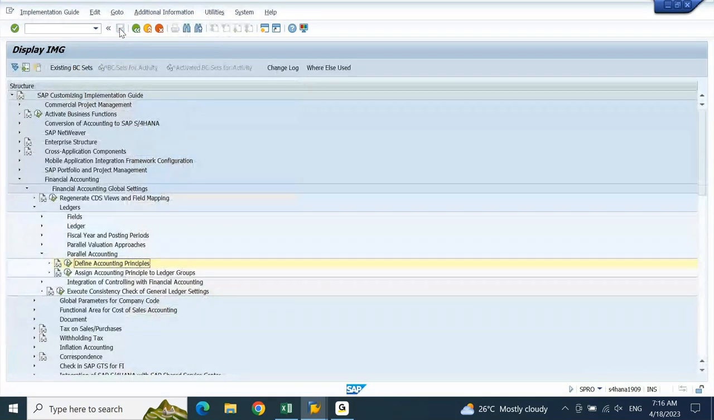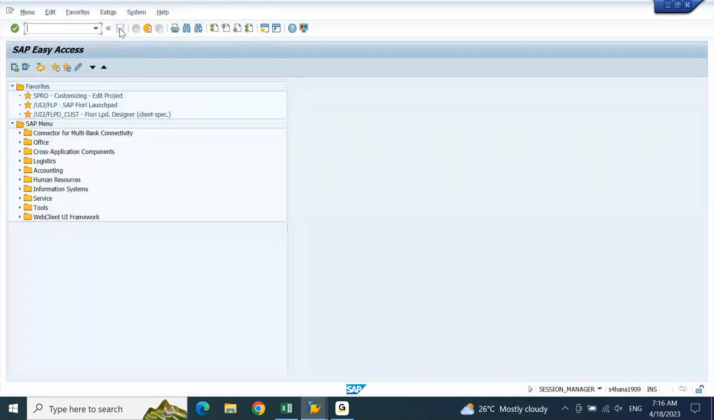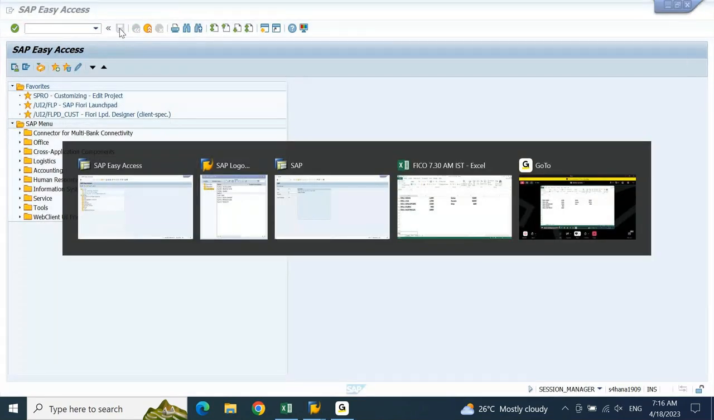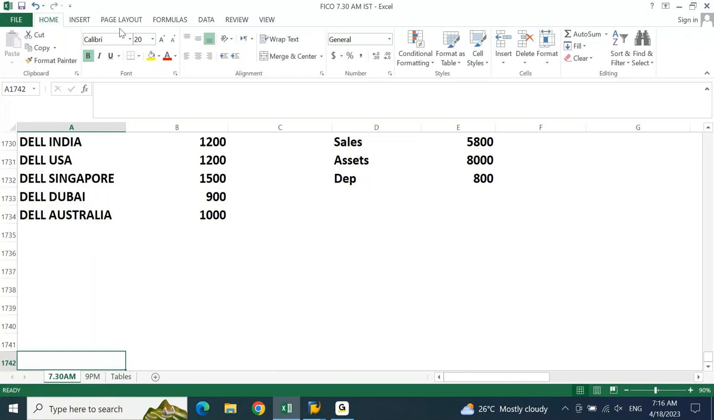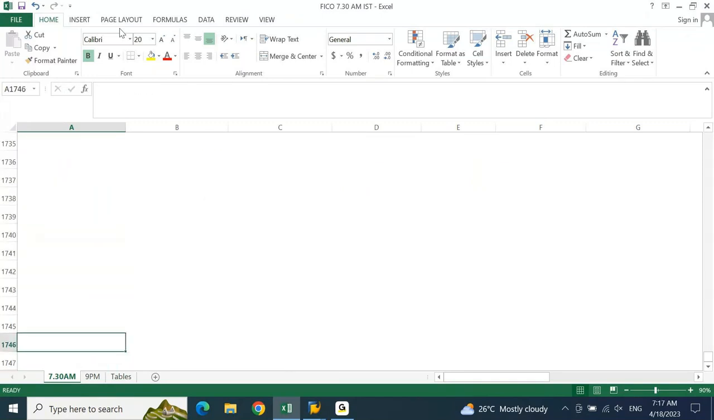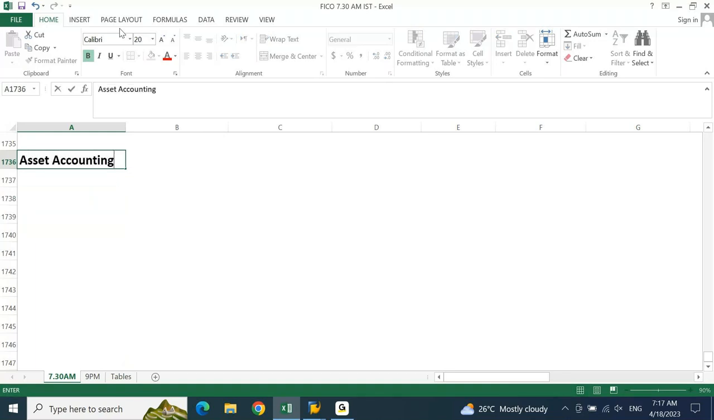Yes, perfect. Now, why are we especially discussing accounting principles and ledgers at the beginning? Is everybody aware of asset accounting? I have one question, sir. Just a minute. Everybody is aware of asset accounting, right?